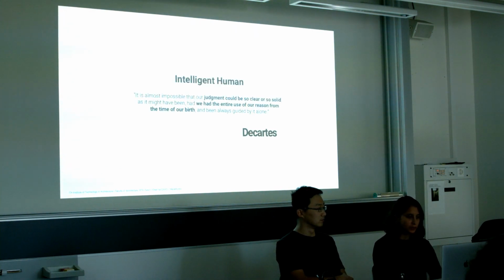So now we're going to talk about how we define an intelligent human. We have here a quote from Descartes. In his book, Discourse on the Method for Rightly Conducting Reason, he sets the path to define an intelligent human as one able to reason, rather than by how educated he or she is. So Descartes does not refer to an educated man, but to an intelligent one. According to him, we are all intelligent because we can reason and understand.